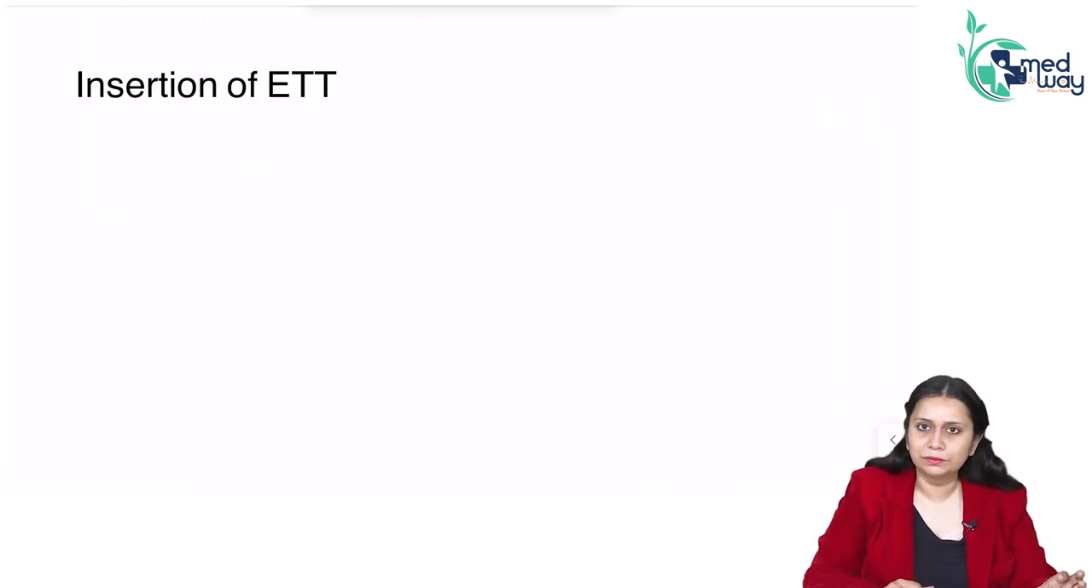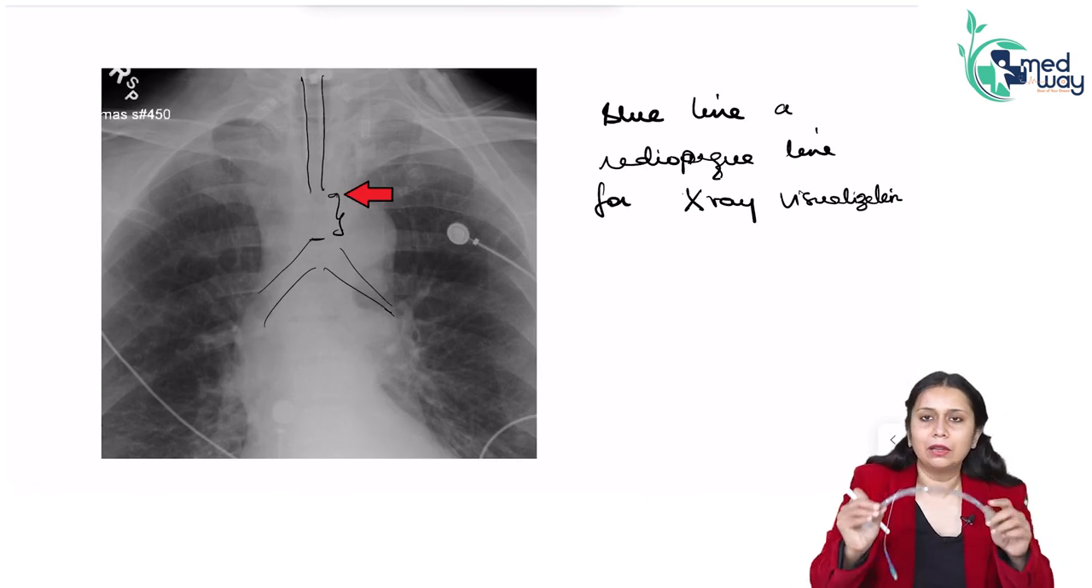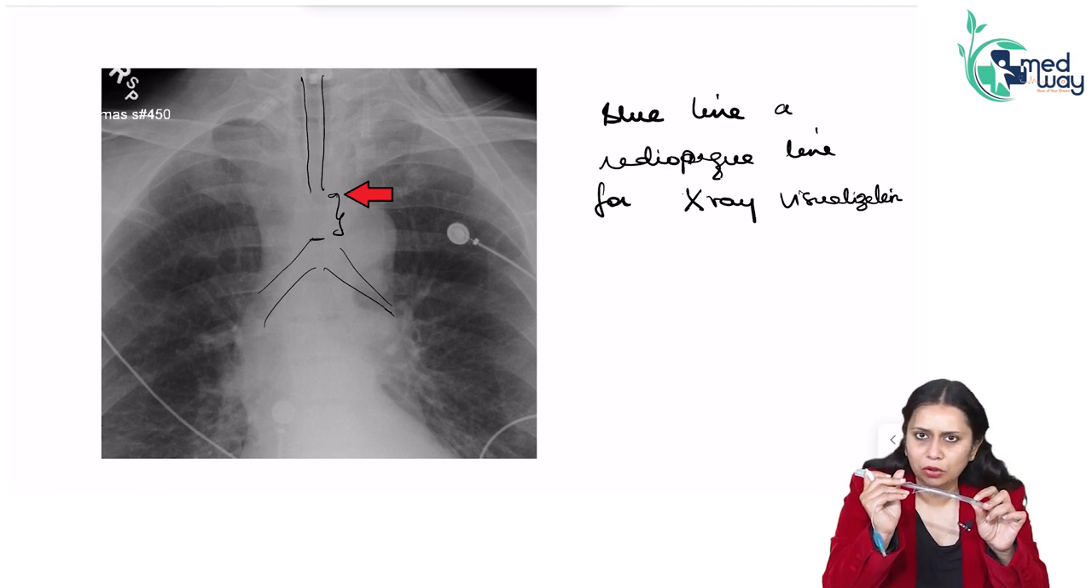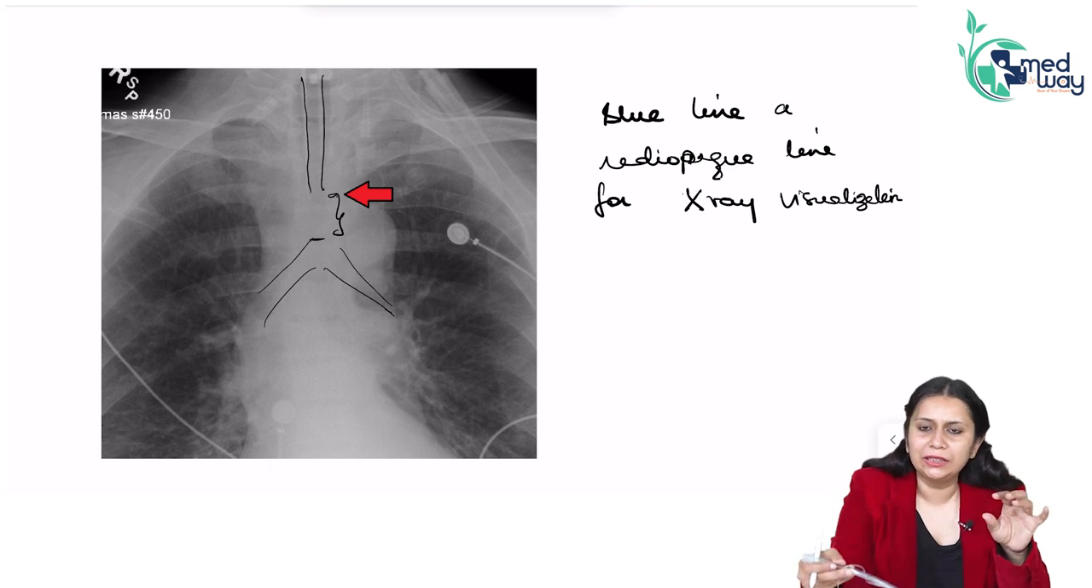Sizing of the tube is done through the internal diameter. So we choose the right size of the tube. How do we choose? I will talk about the right size in adult male and adult female. The tube is sized according to internal diameter.